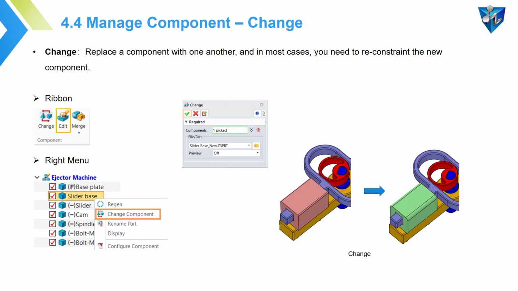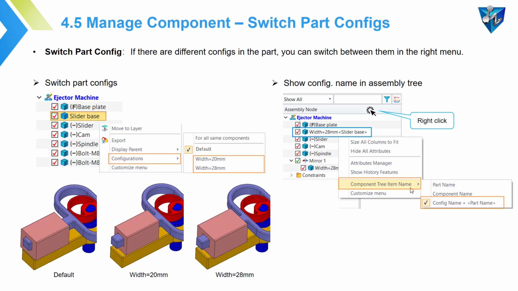Next command is Change. It's easy to understand. We can replace a component with another one. But please note that in most cases, you may need to redo the constraints. Next one is Switch Part Configs. As you already know, we can make multi-part configurations based on different sizes or attributes. So in the assembly, we can choose the most suitable one. And you can also show the config name in the assembly tree if you want.